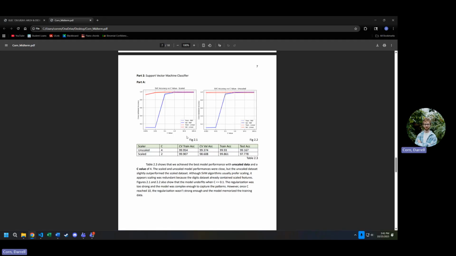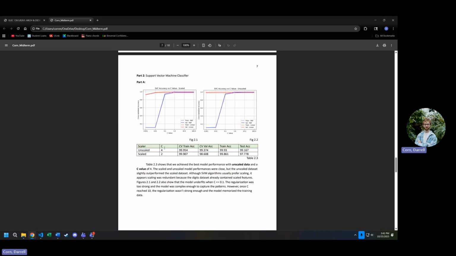All right, on to part 2, the support vector machine classifier. So this one, I found that unscaled data seemed to be the best. I think that's because the data is already fairly well scaled. So scaling it again is kind of redundant, and we actually lose a little bit of data in that process.